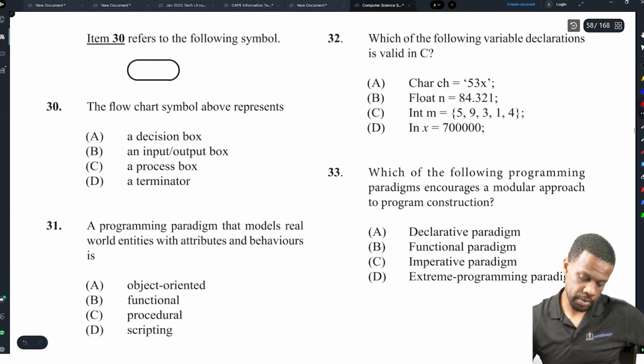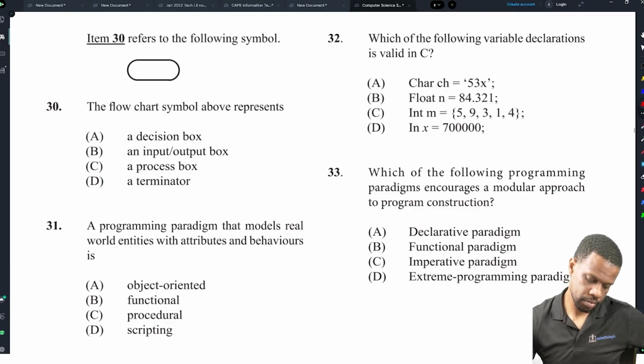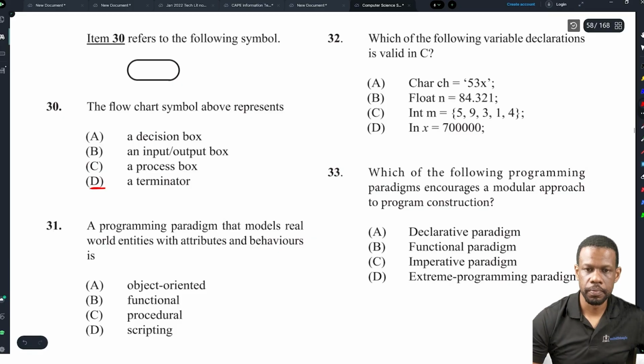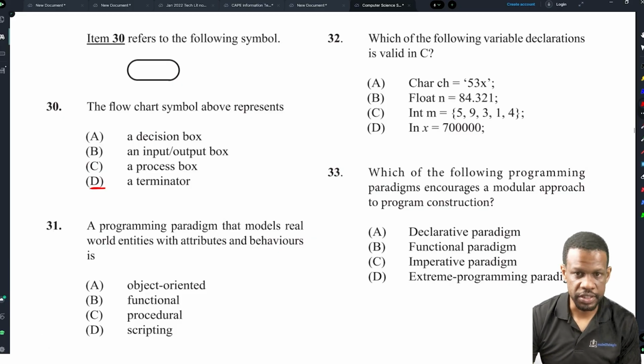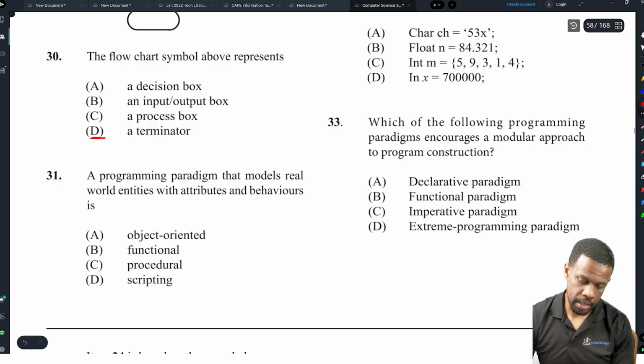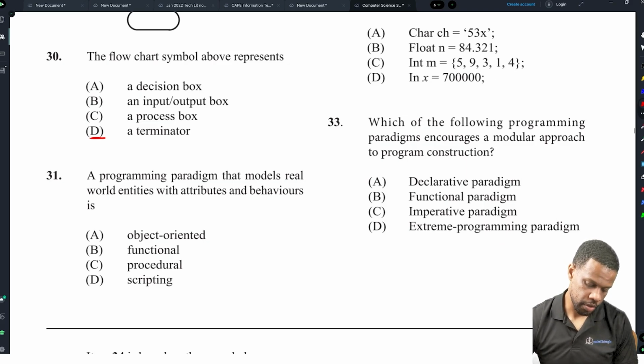Question 30 refers to the following symbol. The flowchart symbol above represents a terminator. It's start and stop. Essentially a flowchart must start and stop. The programming paradigm that models real world entities with attributes and behaviors is object oriented. Real world entities. Giveaway.